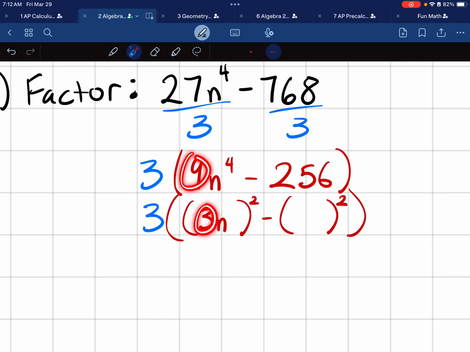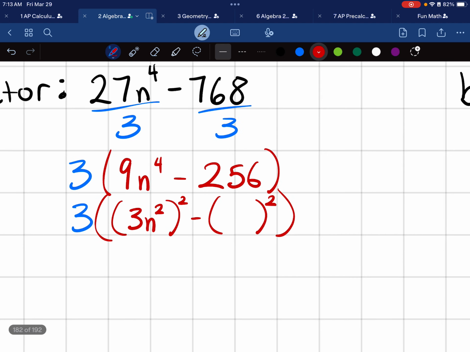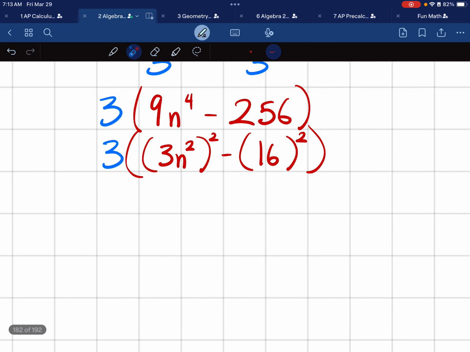3 squared is 9, but how do I square something to get a 4? And the answer here is 2, because a power of 2 and a power of 2 multiplied, 2 times 2 is 4. Again, these don't add. You multiply those numbers to get that number. So it was 3n squared on the inside here. And then over here, this is just 16. You need to know that the square root of 256 is 16. You just have to have that memorized now that you're in high school.